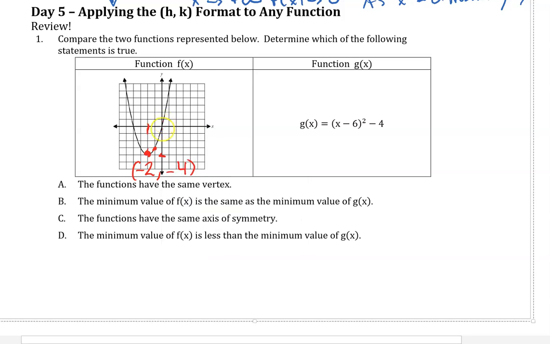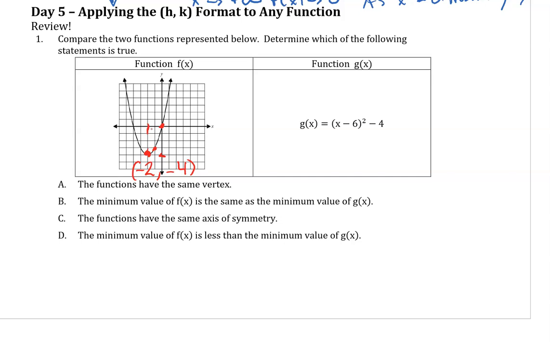So this is a non-stretched, non-compressed parabola. So x squared shifted left 2, down 4.